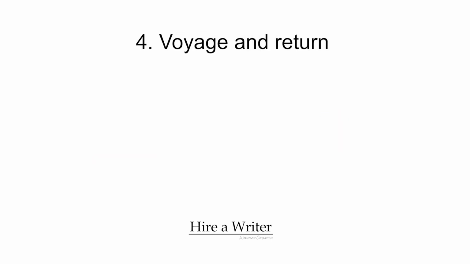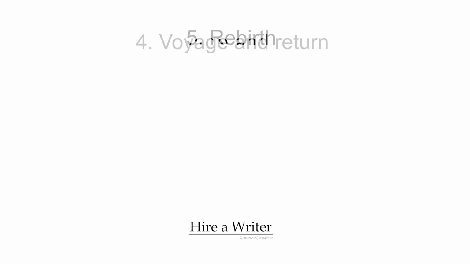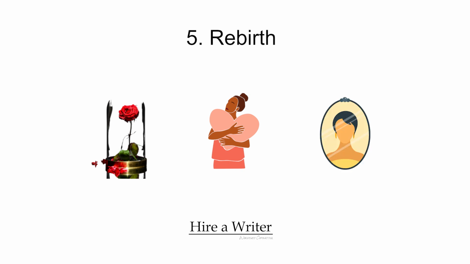Number 4 is voyage and return. This is like a story like Finding Nemo. In advertising, we talk about how a product or service can transform someone or expand their worldview. Character arcs are really key in that type of plot archetype. And then the last is rebirth, like Beauty and the Beast. In advertising, we talk about how a product or service can help someone reconnect to themselves or find their true self.